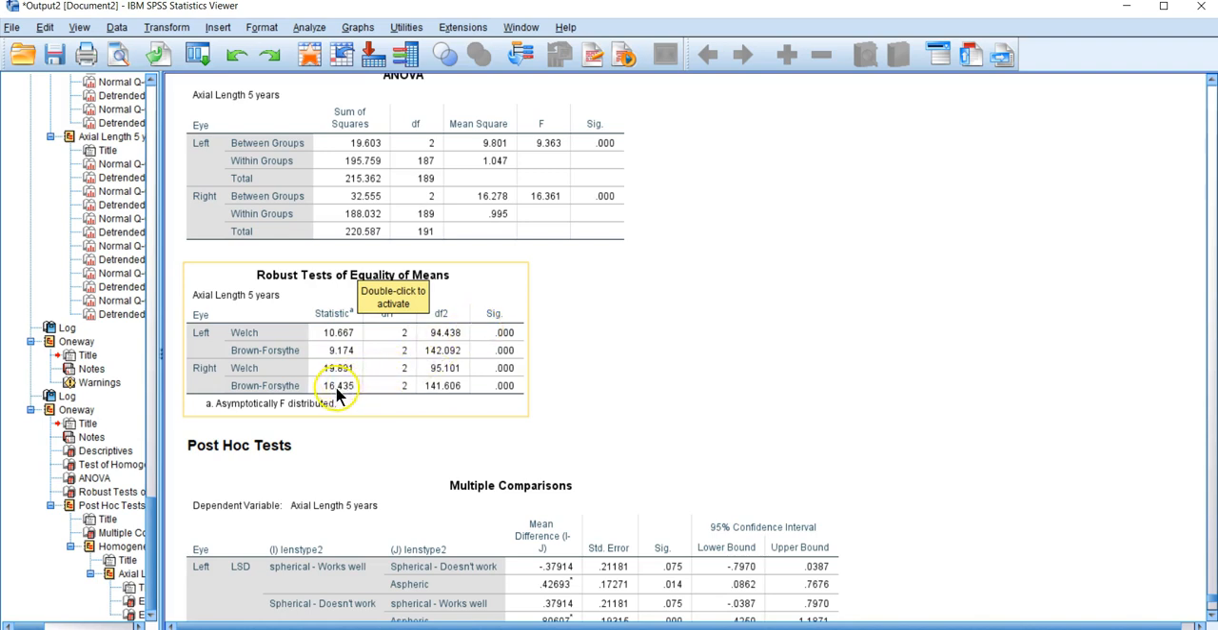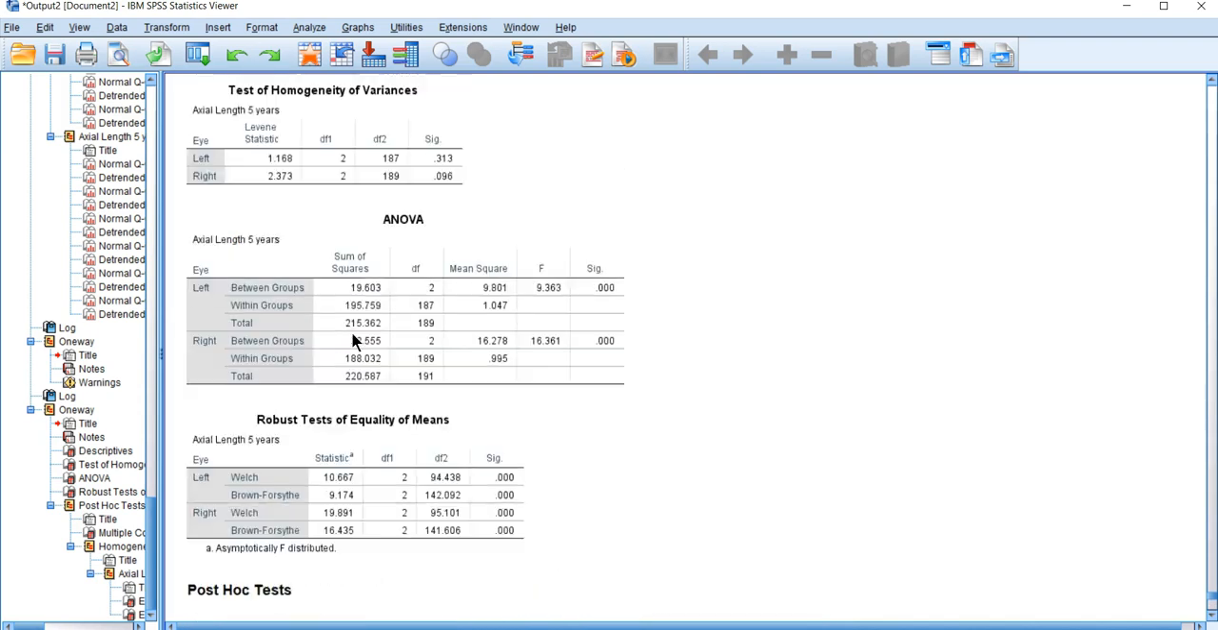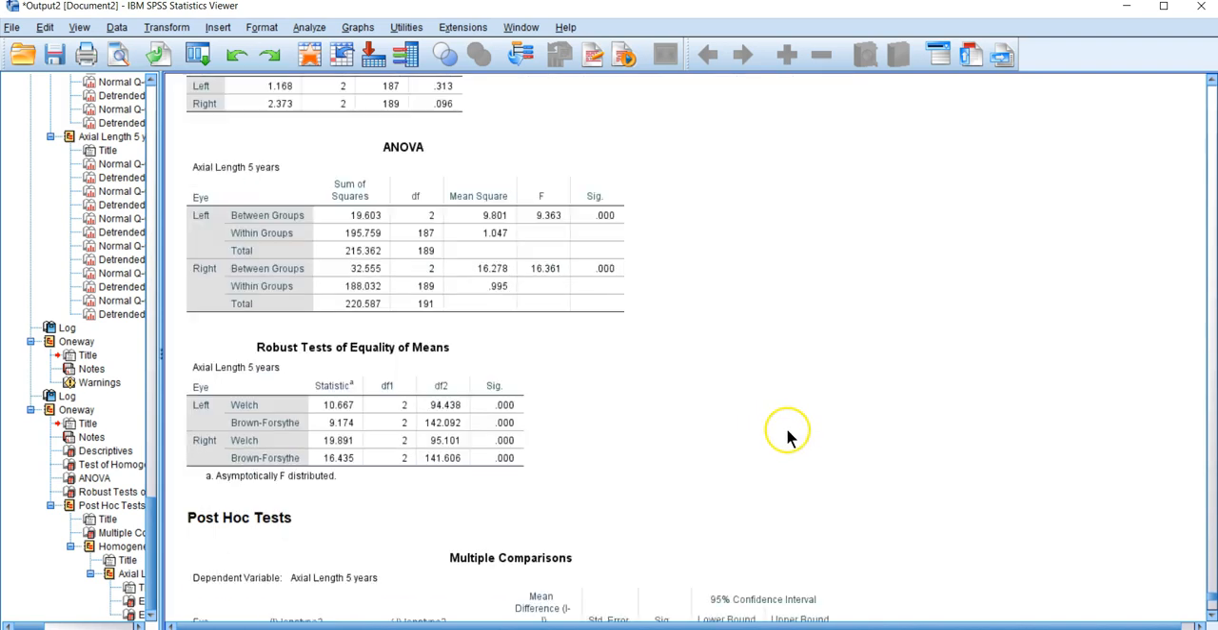So if we look here, we can see that the Welch test, which is for homogeneity of variance, the statistic is actually a little bit larger than for the F, because remember it was 0.05 or 0.09 for the homogeneity of variance test. The left eye was not very significant for the homogeneity of variance test, so that value is closer to the F here than the Welch test for the right eye is to the right eye. They're both significant though.